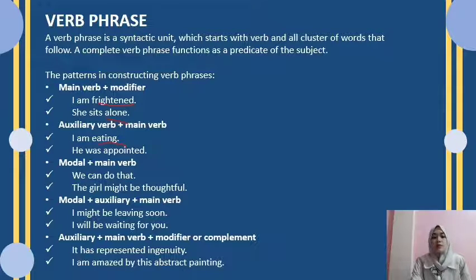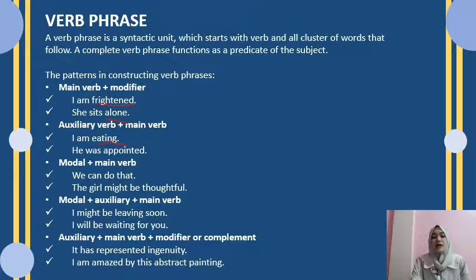Another pattern is modal plus auxiliary plus main verb. First example is, I might be leaving soon. Might is the modal, be is the auxiliary, and the main verb is leaving. Another, I will be waiting for you. Will is the modal, be is the auxiliary, plus the main verb is waiting.